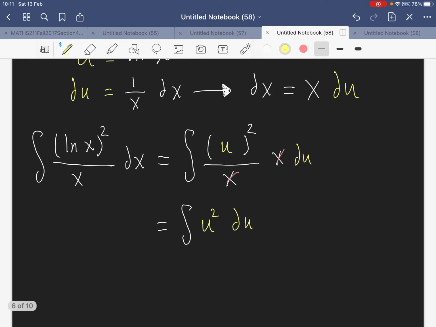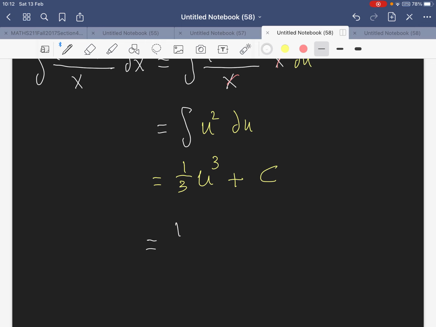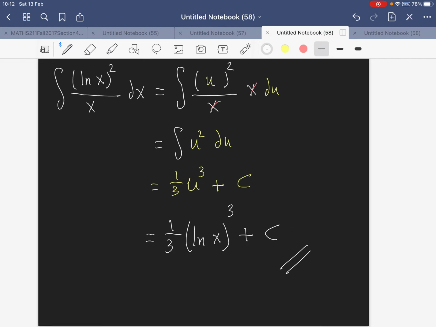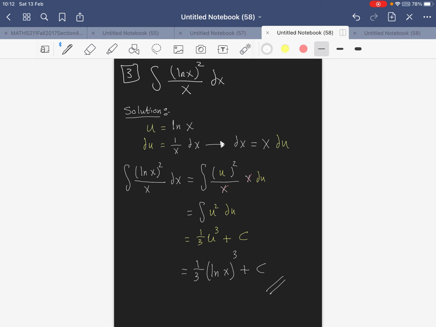We just need to add 1. So it would be u to the power 3 plus the constant, and we divide by 3. And the last step, we have to return from u to x. So we have to substitute u with its origin, which is ln x. And that's how we solve this question. So once we get u and du on track, then the rest of it is just mechanical. We can go through it easily by substitution, cancellation, and integration.